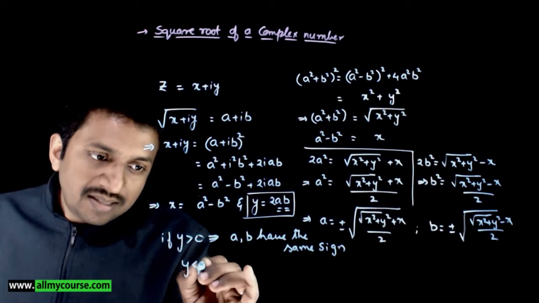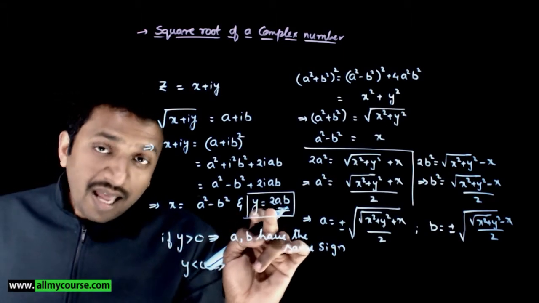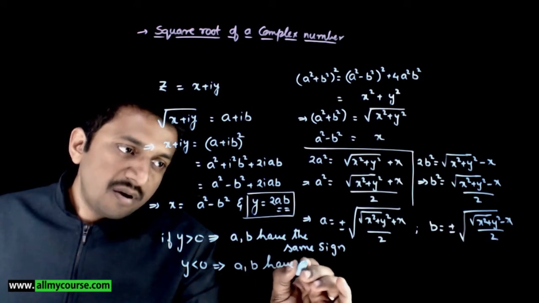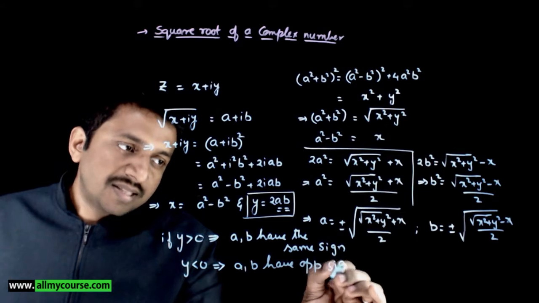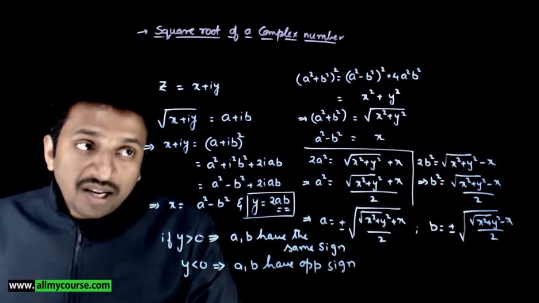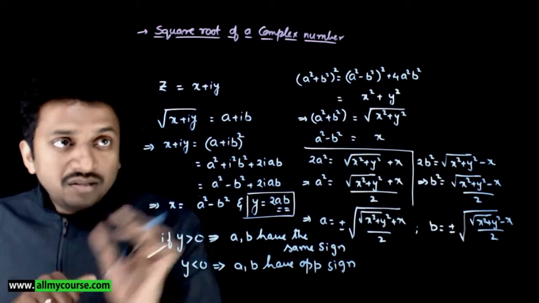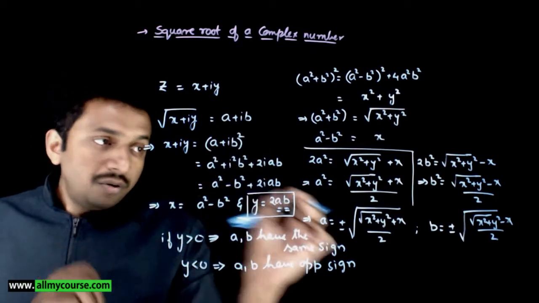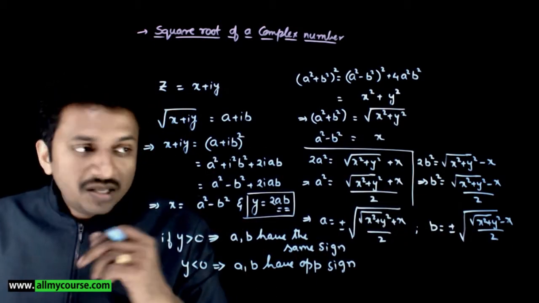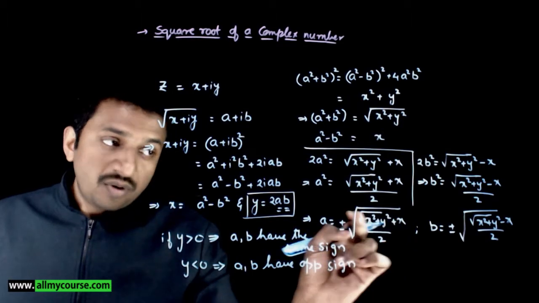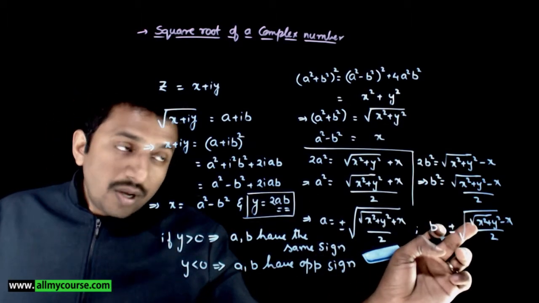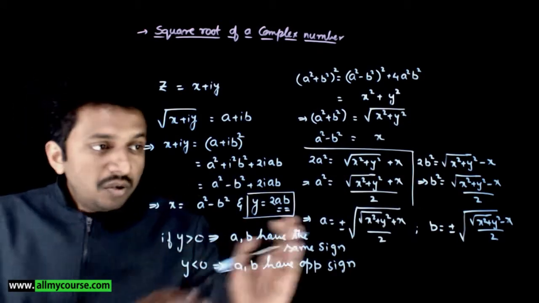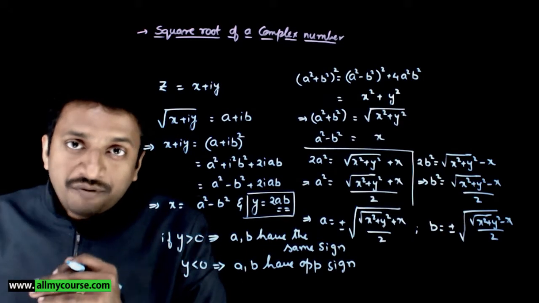And if y is negative, that implies a into b is negative. That means a, b have opposite signs. So effectively, if you summarize this process, you'll be given x plus iy, and you'll be asked to find a and b. So first you find the values of a and b: square root of (square root of x square plus y square plus x) by 2, and square root of (square root of x square plus y square minus x) by 2, plus or minus. So you have these two values, which are very straightforward.